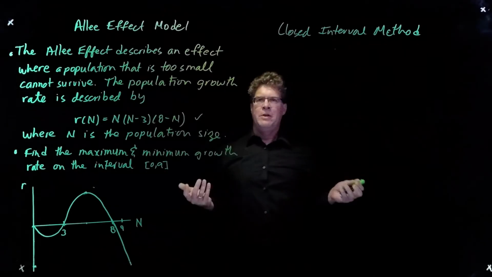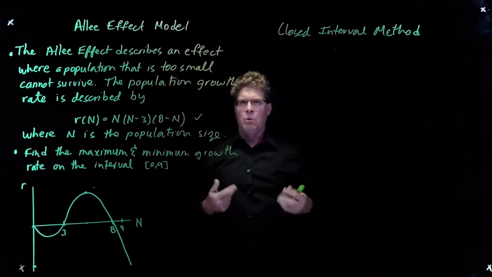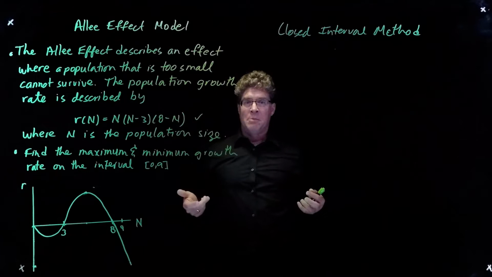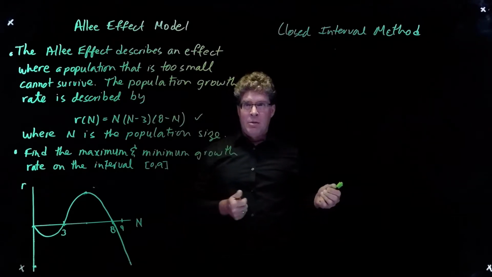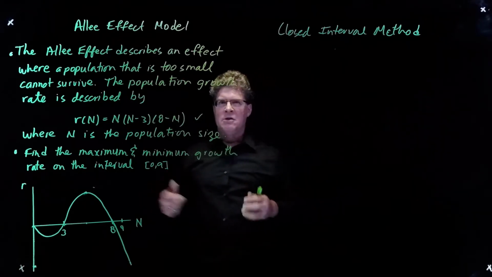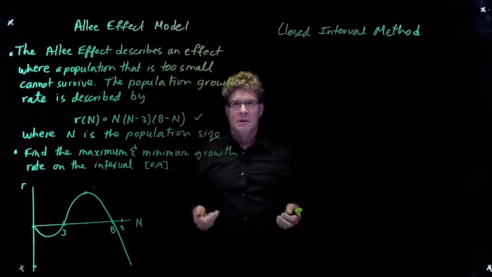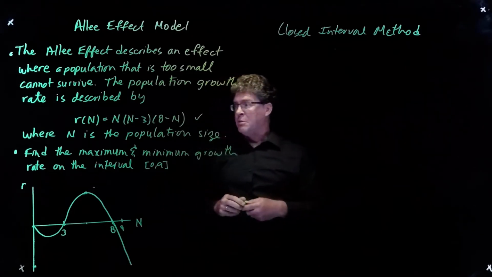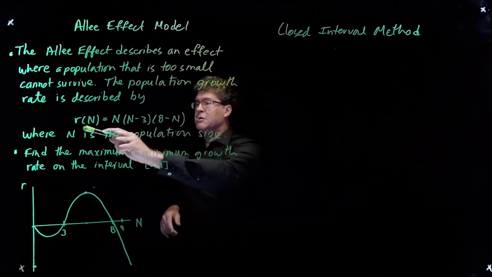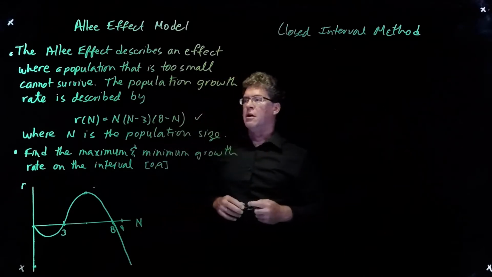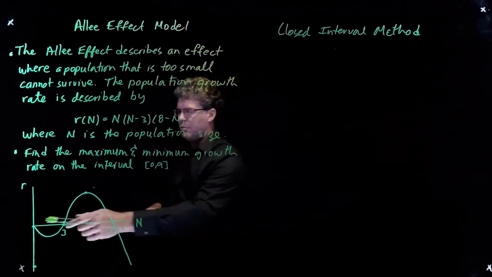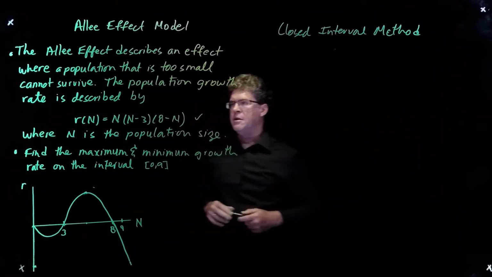Hi, I want to talk about the Allee effect. This is an effect where a population that's too small cannot survive. The population needs a certain minimum size to allow its members to reproduce. And then in our case, we're giving this function here to describe the population growth rate, R, as a function of the population level, N here.